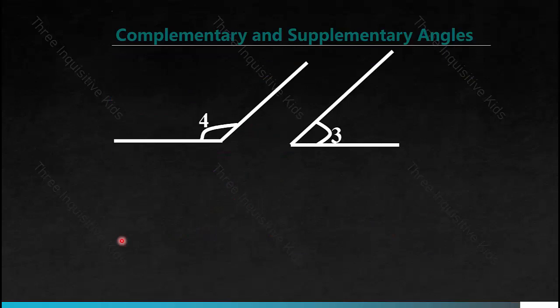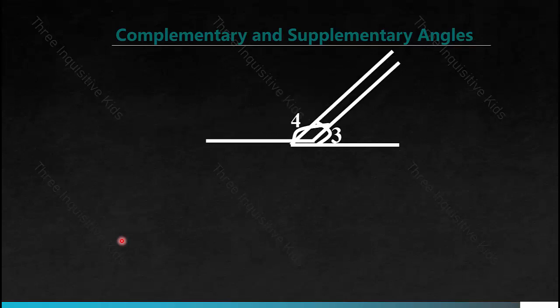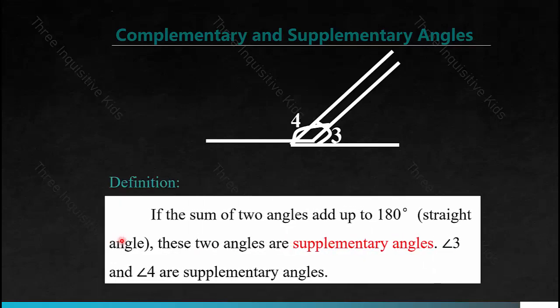Now we're going to talk about complementary and supplementary angles. Here we have angles 4 and 3. If we move angle 4 over, right now it's a bit overlapping, but let's ignore that, we see that they add up to 180 degrees. If the sum of two angles is 180 degrees, which is a straight angle, these two angles are called supplementary angles. Angle 3 and angle 4 are supplementary angles, or you can say angle 3 is supplementary to angle 4.